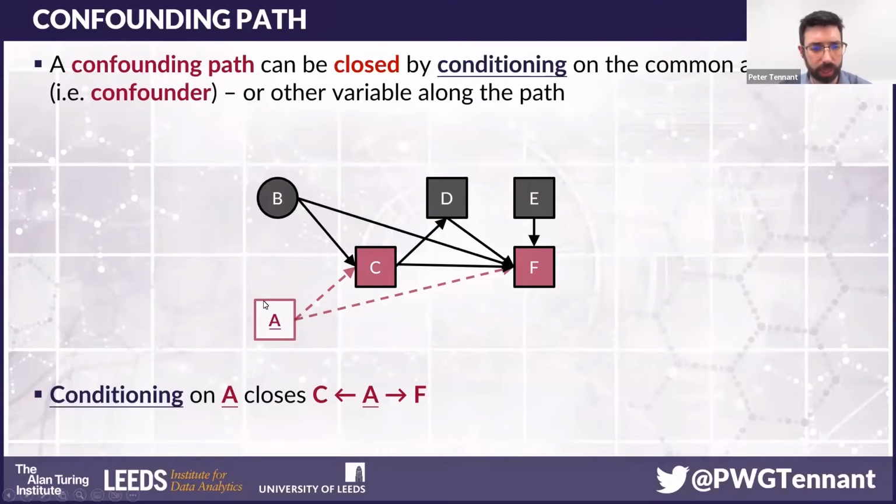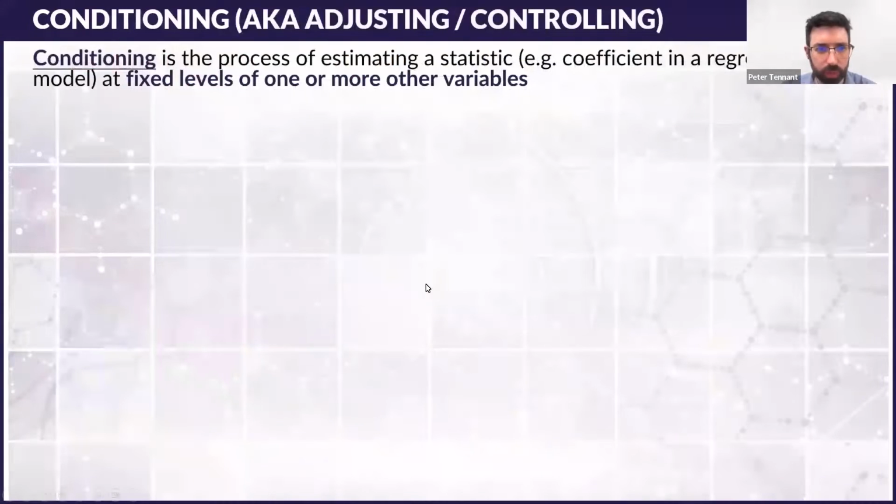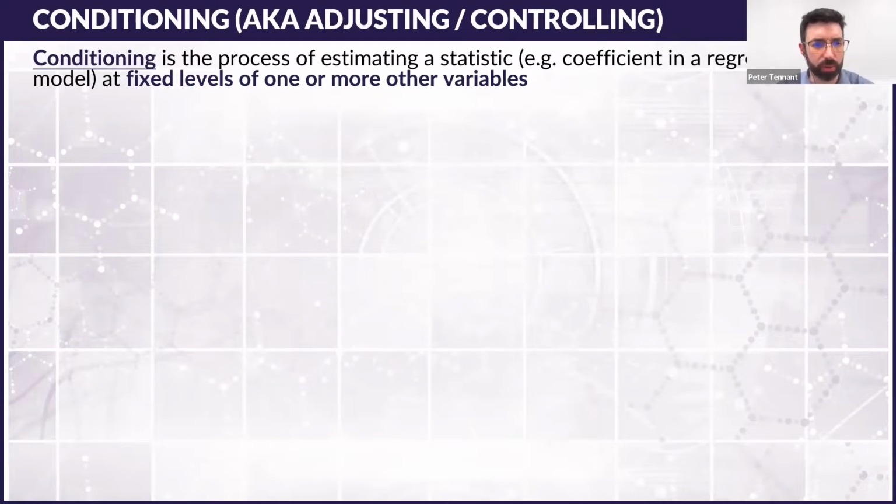So here A has been conditioned upon, and because it's been conditioned upon, we've stopped that common correlation between the two variables. So conditioning, just for reference, is the process in which we estimate a statistic at fixed levels of one or more other variables.